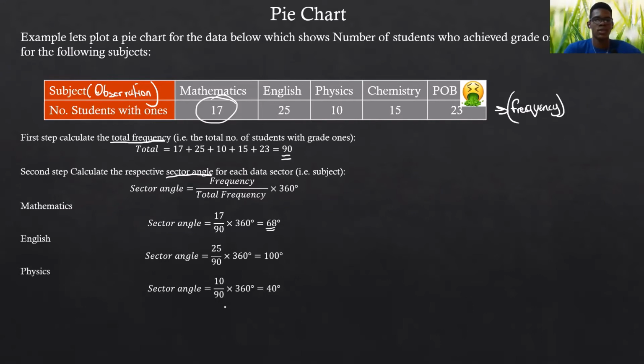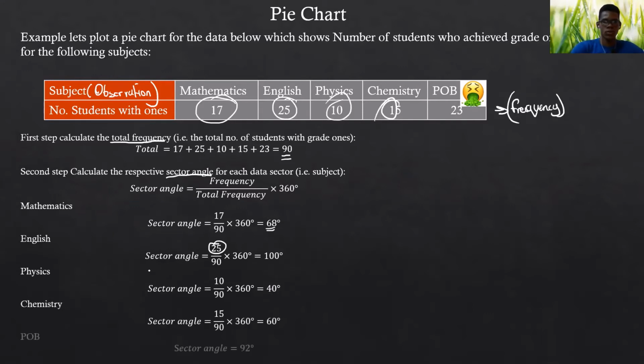Physics, it's 10 over 90, multiplied by 360. Again, these values are coming straight from our frequency for each observation. And we have POB right at the bottom. We are squeezing it in.